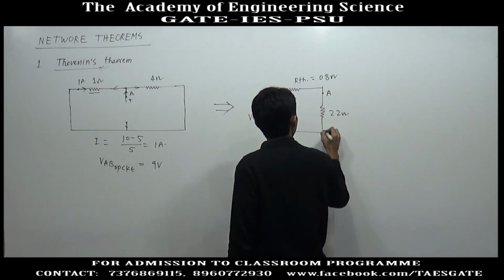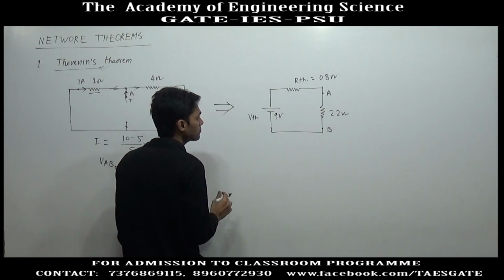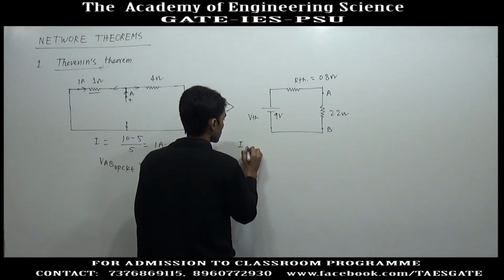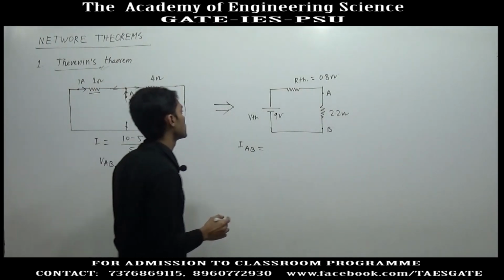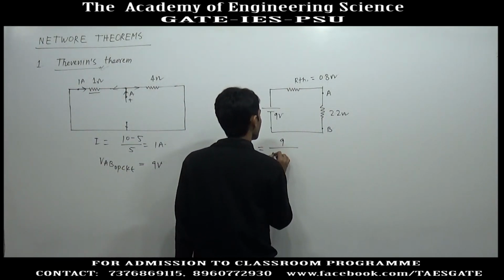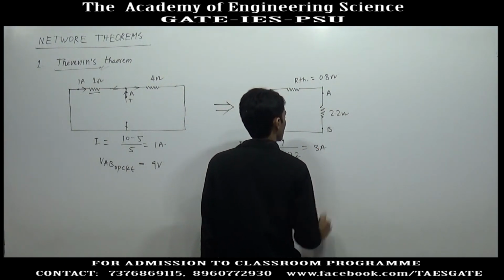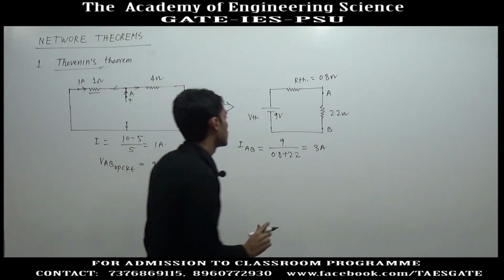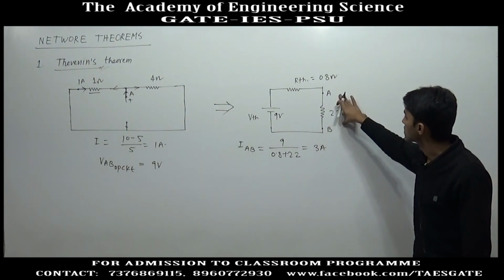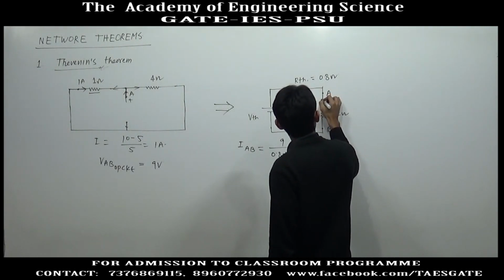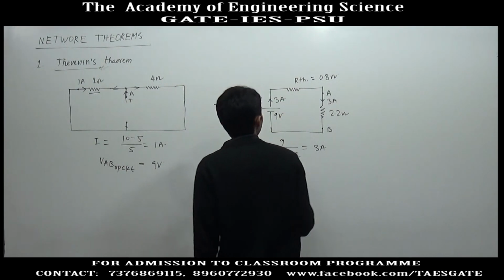This point is A and this point is B. Now, if we try to calculate the current through the 2.2 ohm load resistance, this current will be 9 divided by 0.8 plus 2.2, which is 3 ampere. Now if I ask you to show this 3 ampere current in the circuit, you can show it here also, 3 ampere, you can show it here also.